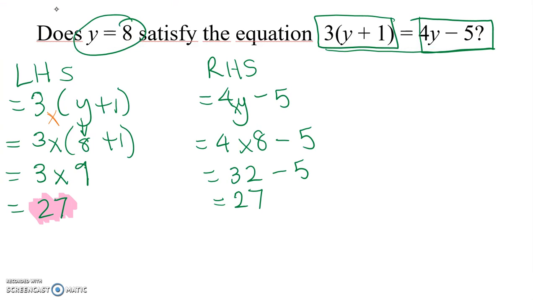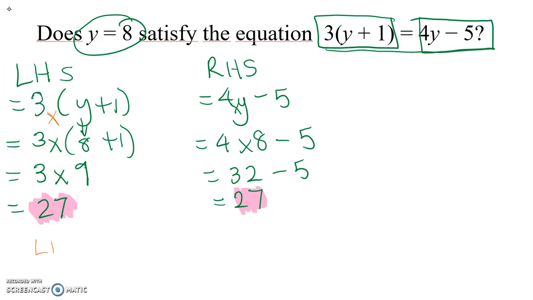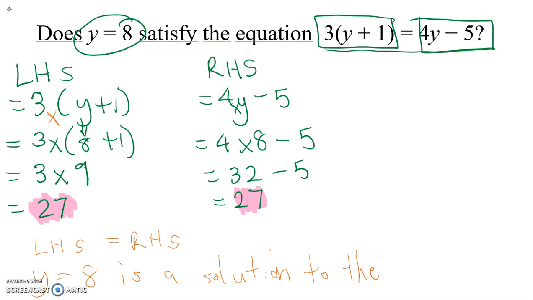Now, time for thinking about whether this is a solution or not. My left-hand side, when I substitute y equals 8, ends up as 27. My right-hand side, when I substitute y equals 8, ends up as 27. So now I can conclude that the left-hand side is equal to the right-hand side. That means the two sides are balanced. So what does that mean? y equals 8 is a solution to the equation.